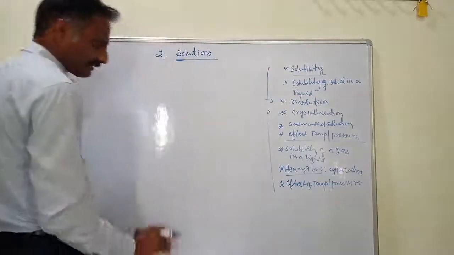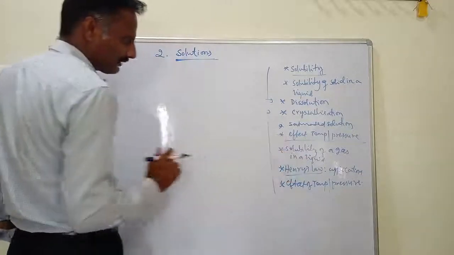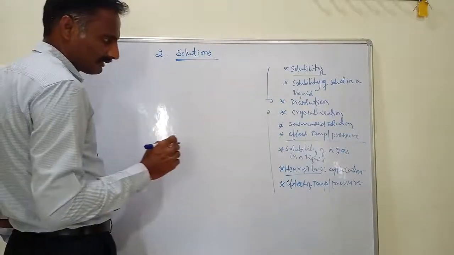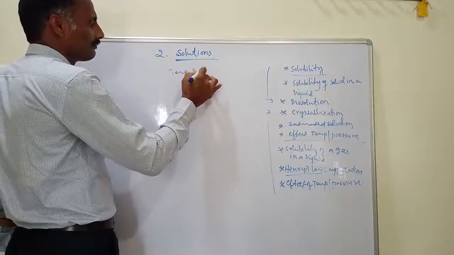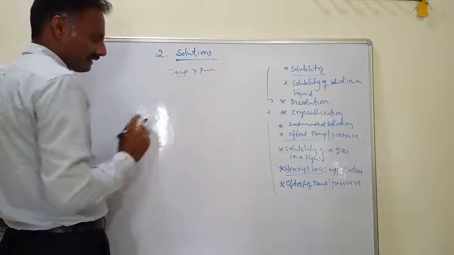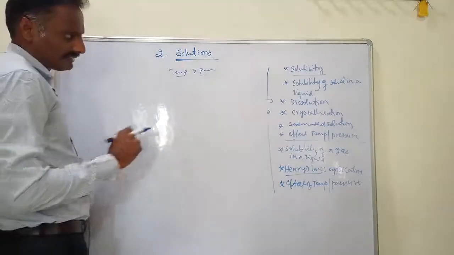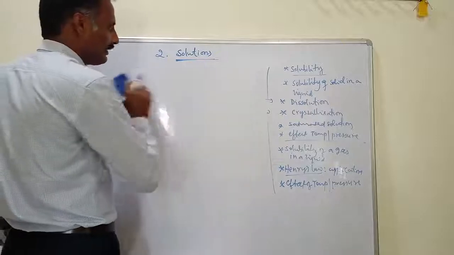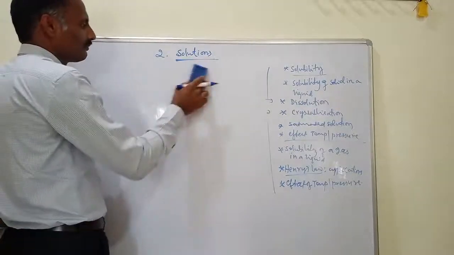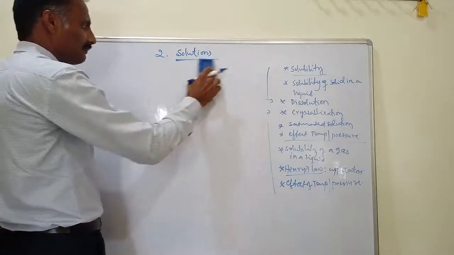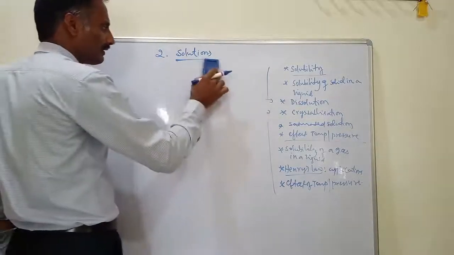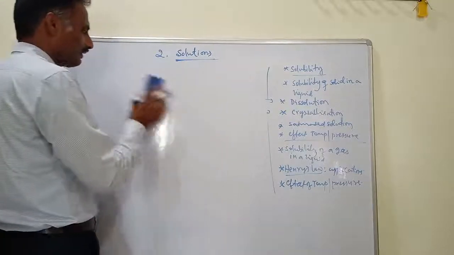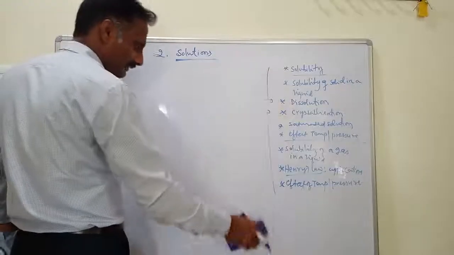Then what about the solubility of a gas in a liquid? Solubility of a gas in a liquid depends upon temperature and pressure. Generally we come across many gases which are dissolved in water. But some gases are more soluble and some gases are less soluble. It depends upon the nature of the gas, whether the gas is a polar molecule or a non-polar molecule, and like that it depends upon the nature of the solute particles.